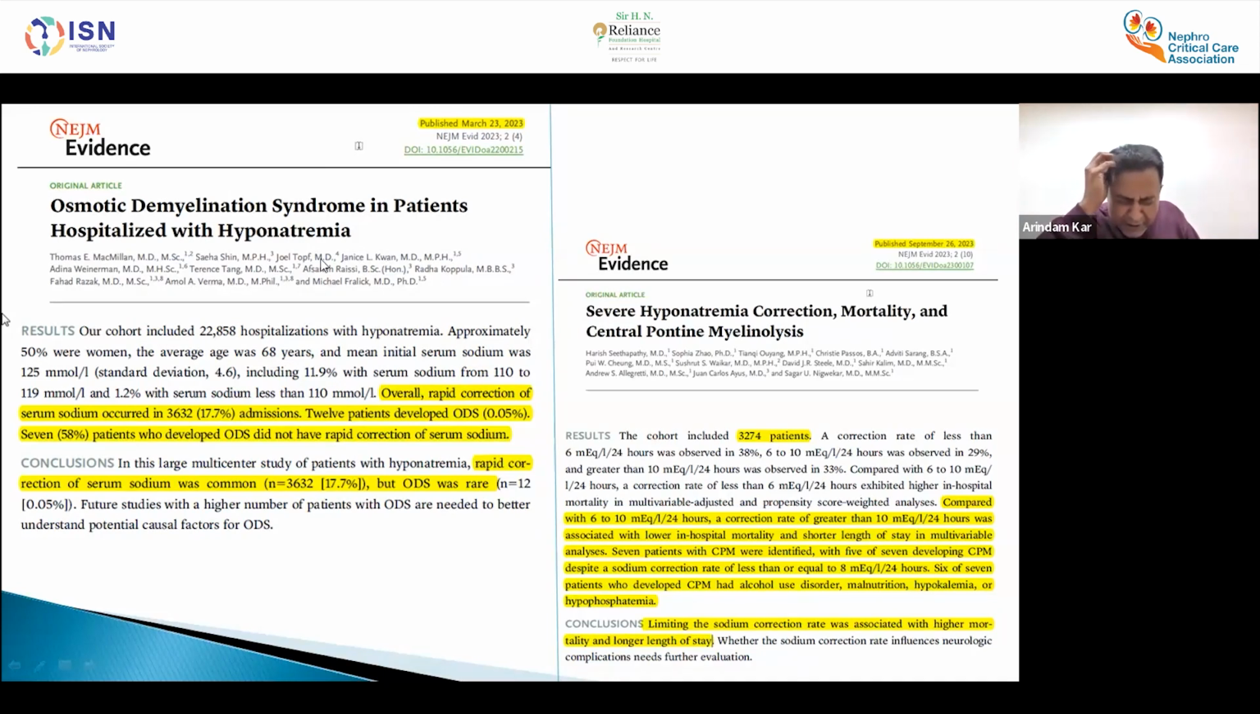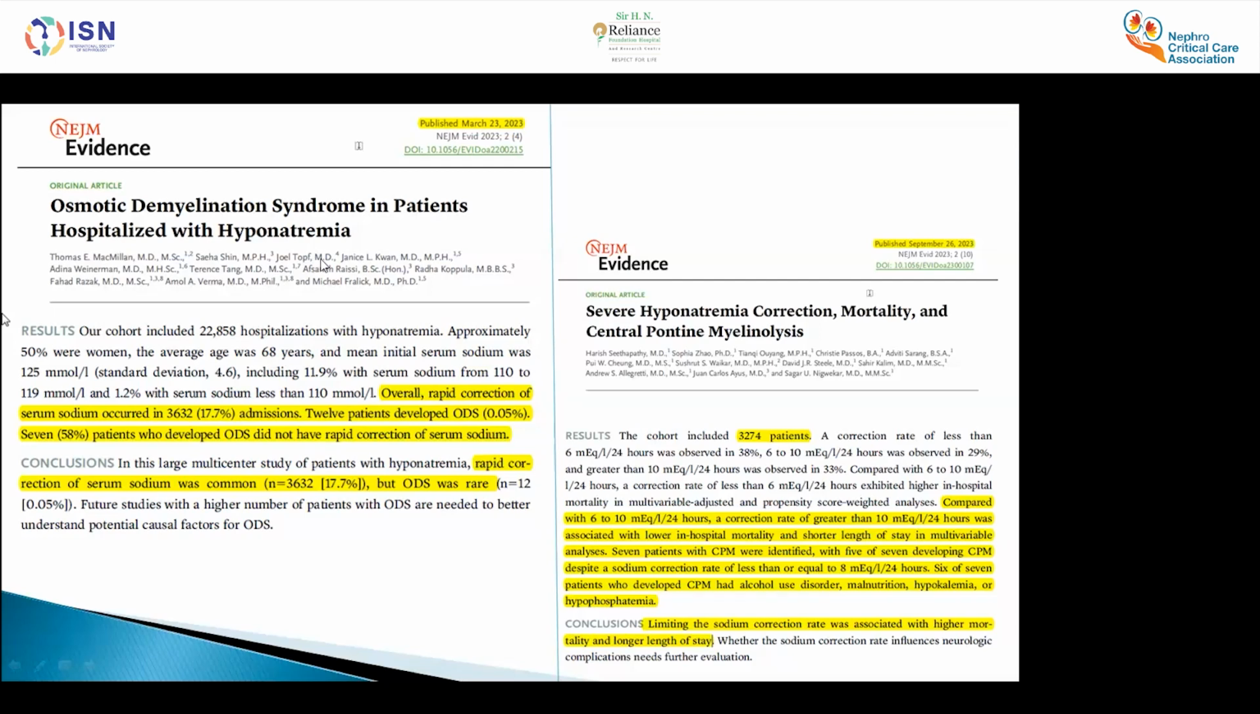Okay, Dr. David, there are two questions. The second question is whether anything could have been done in a different way. But primarily the first question is, do you think that at times we forget or ignore the fact that a rapid decline in sodium can also cause demyelination? Which one is more important, a rapid decline or a rapid correction?